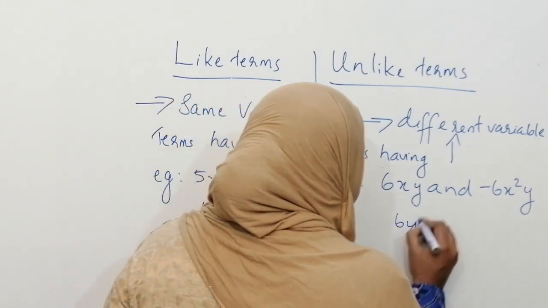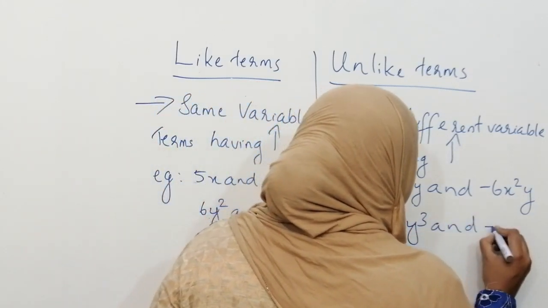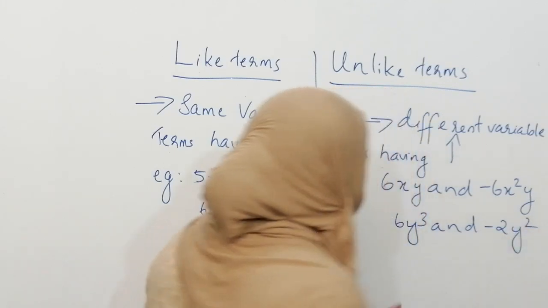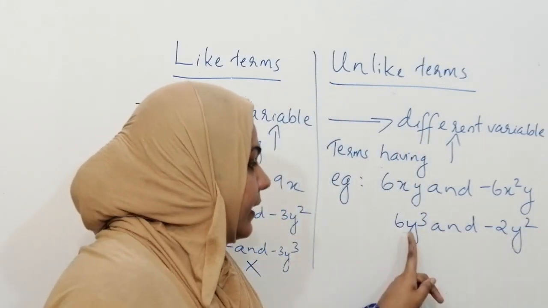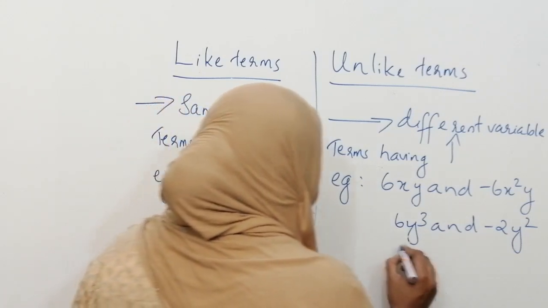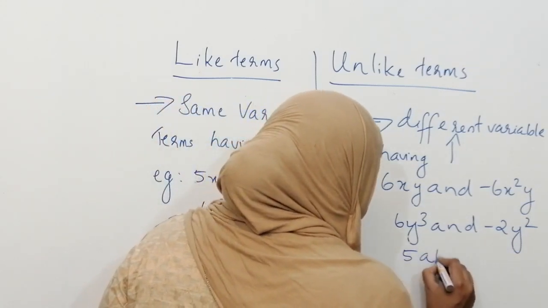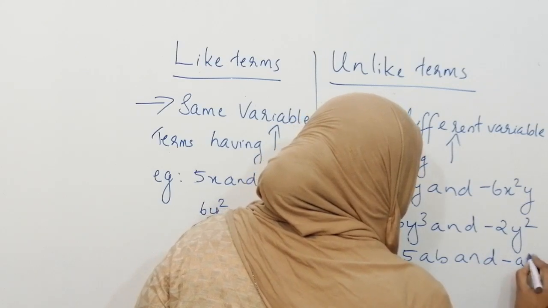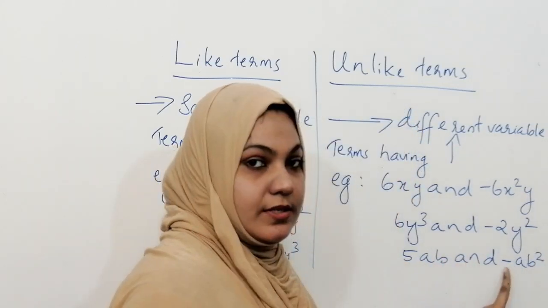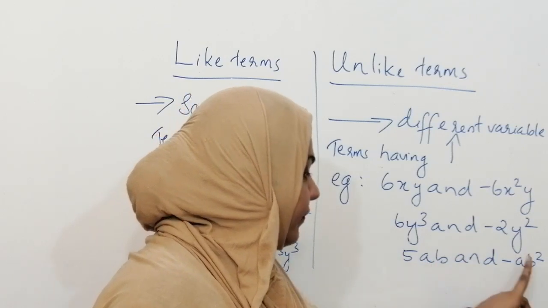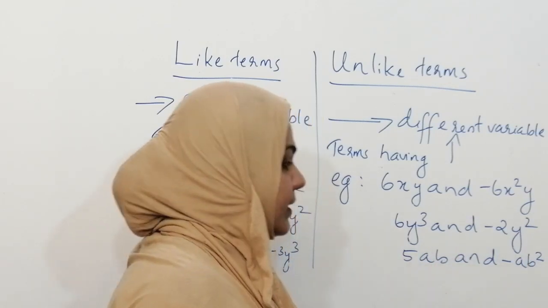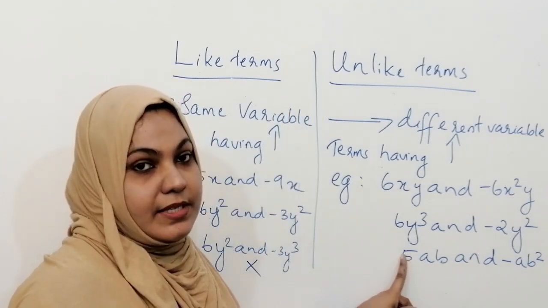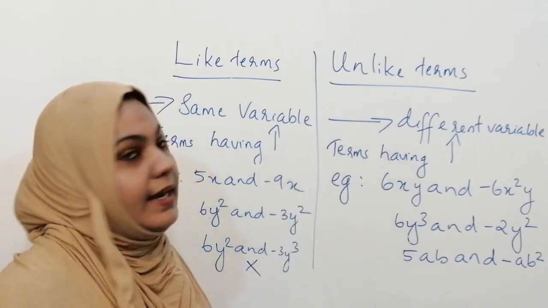Another example we can write. So here also you can see the power is different. In this expression also you can see that the power is different with the same variable. So you can see this is not a like term. These are all examples related to unlike terms.